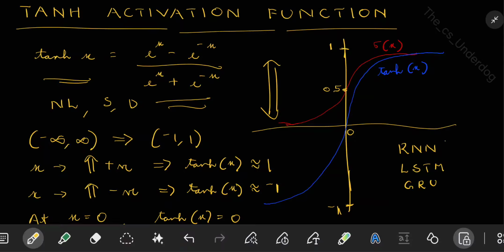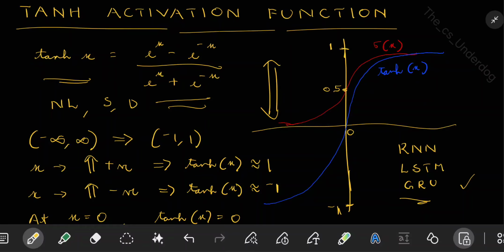We'll learn about all these particular networks in the upcoming lectures. At that point, it will be clear what exactly these networks are. But for now, understand these are different types of neural networks. In all these, tanh is a very good activation function to be used. This is what you have to understand.